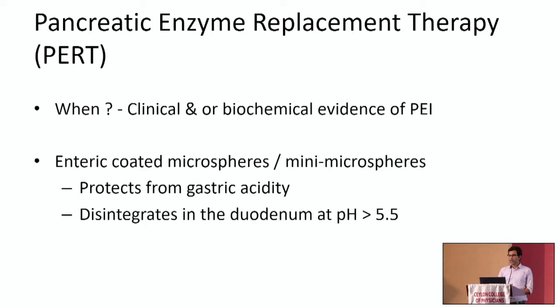So, when to use pancreatic enzyme replacement therapy? When there is clinical or biochemical evidence of pancreatic exocrine insufficiency, pancreatic enzyme replacement is indicated. They are available as enteric coated microspheres or minimicrospheres, which protect the enzymes from destruction by gastric acidity, and this protective coat disintegrates in the duodenum at a pH above 5.5.